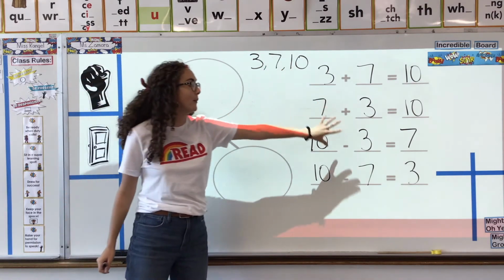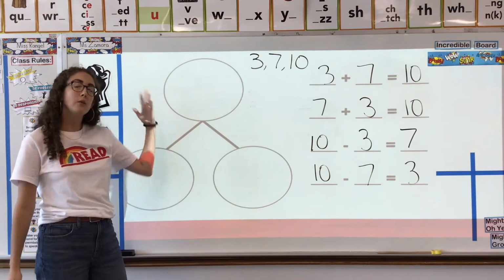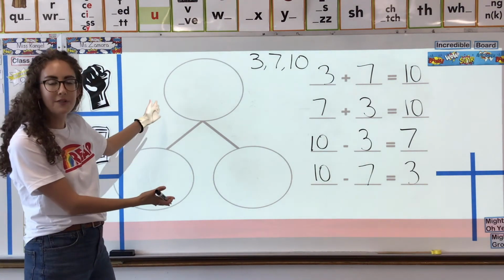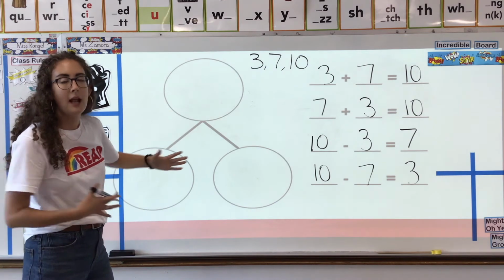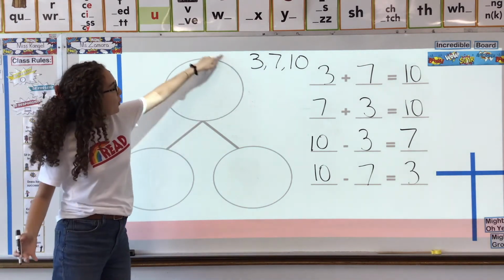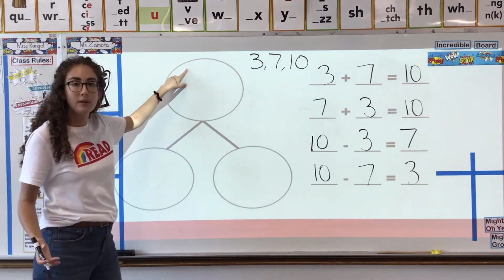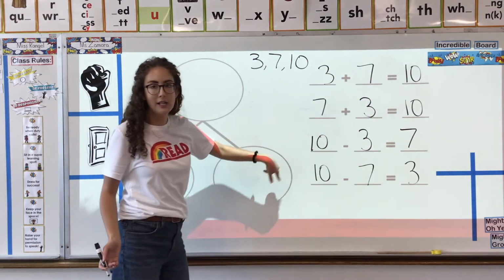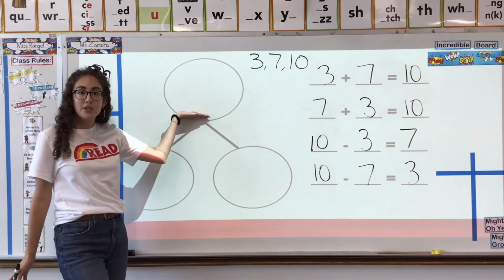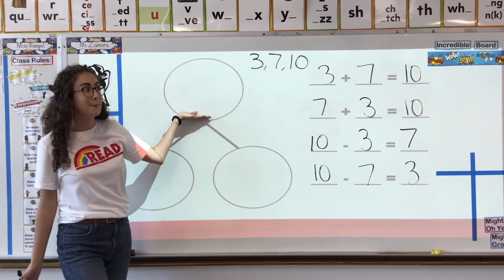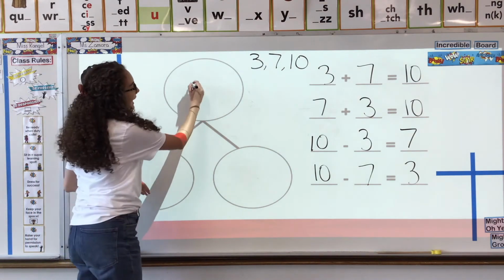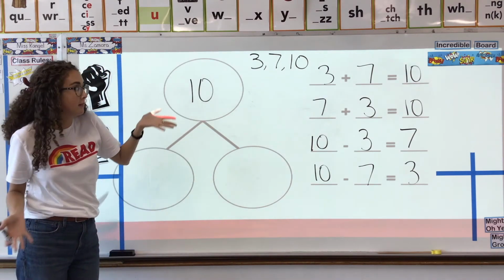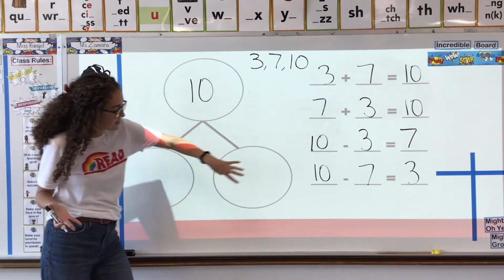So now that we have our fact family, then we can draw our number bond. So how are we going to fill in our number bond? The biggest number is always going to be our whole, our equal to, and our start of our subtraction. So what number is going to go in the whole number? 10, our big number.